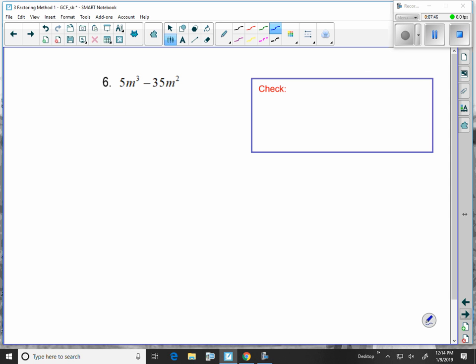Okay, what's common for my number? 5. And how many m's? 1. No, 2. Because I have an m to the third and an m to the second. So I can pull out 2 m's. How would you be able to pull out 2? Because you have an m cubed and an m squared. So that's 3 m's and 2 m's. So the most common that's in both is 2. Does that make sense? Yeah, okay.